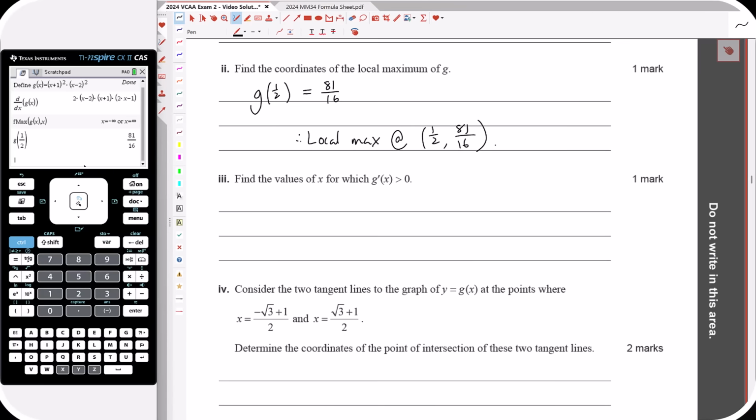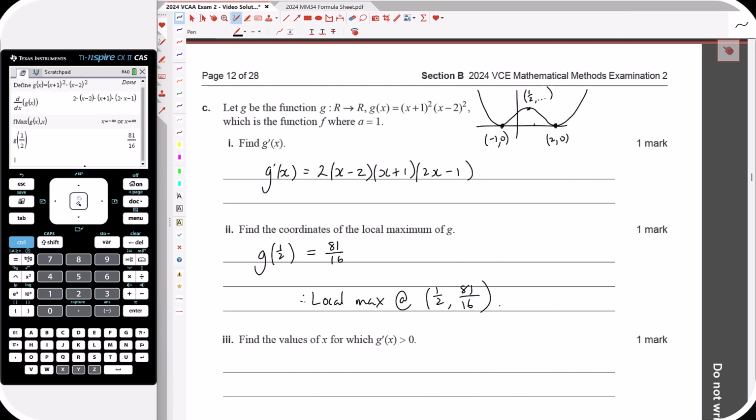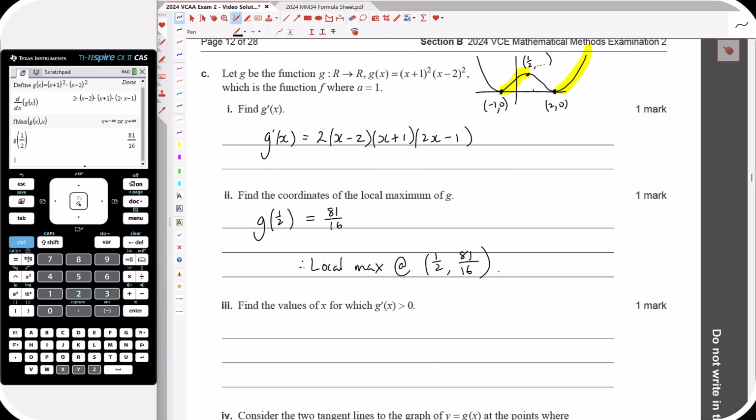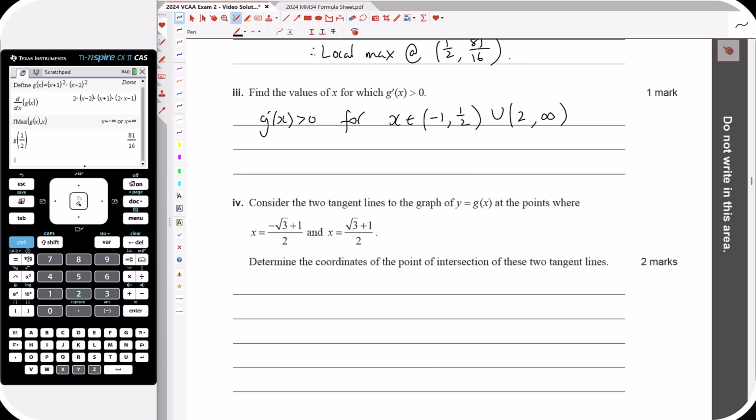Find the values of x for which the derivative is positive. Okay, again, having thought through our graph here, we can see we have positive gradient here between these 2 stationary points and over here. So g dash x is greater than 0 for x is an element of -1 to 1/2, not inclusive of either, along with 2 to infinity, not inclusive of 2 or infinity, obviously. Again, just 1 mark for your answer there. So consider the 2 tangent lines to the graph of g of x at the points where x equals those 2 values.